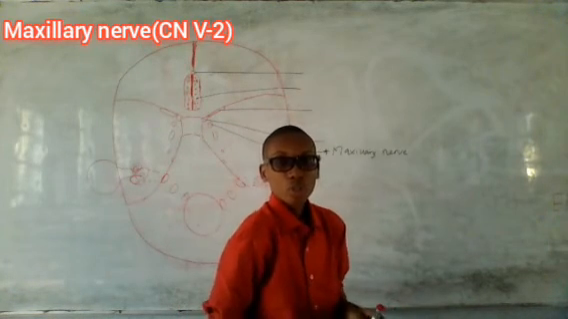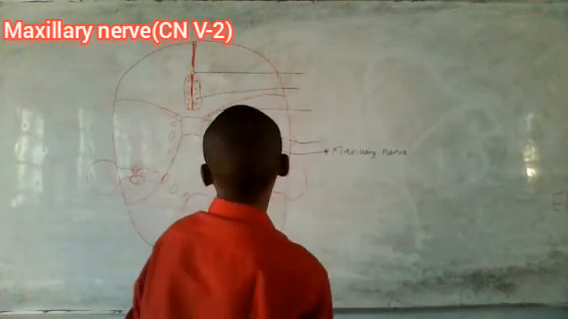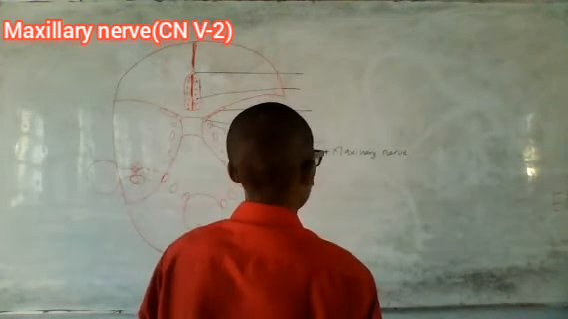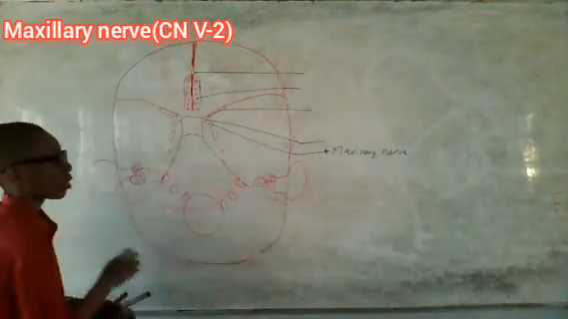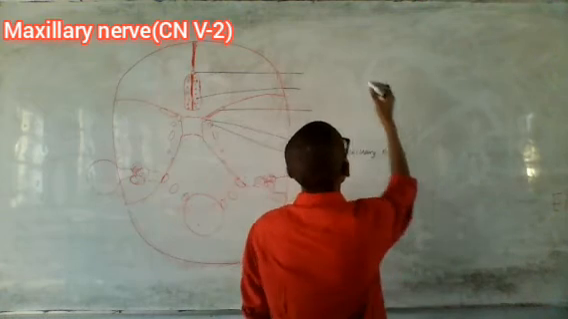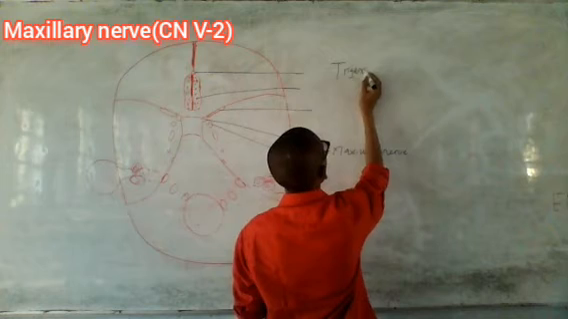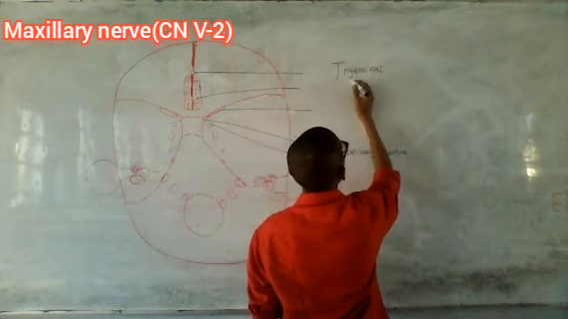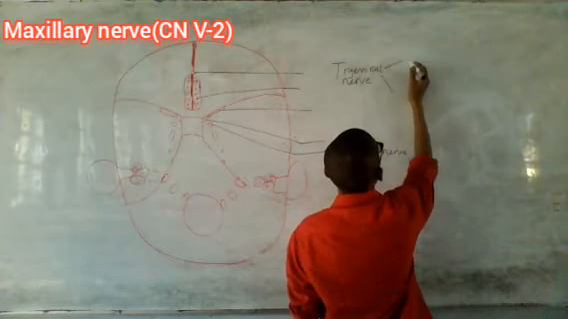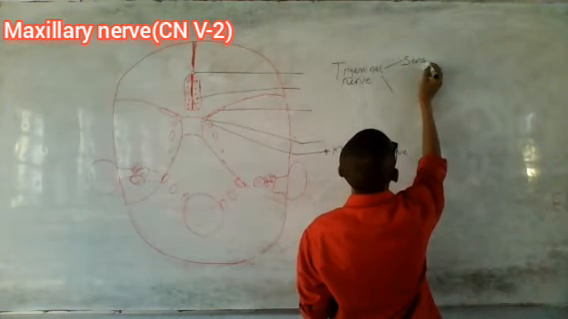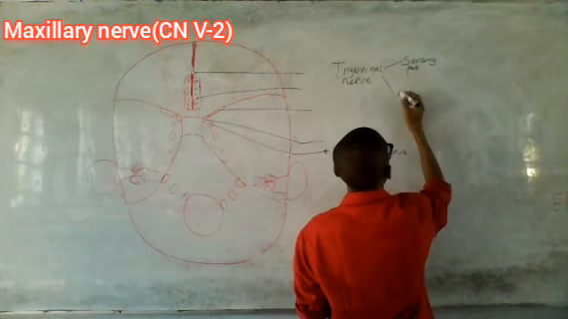The trigeminal nerve has three branches. Let me just describe that briefly so you understand what I'm saying. I will describe that here. If this is the trigeminal nerve, it has the sensory part and the motor part.